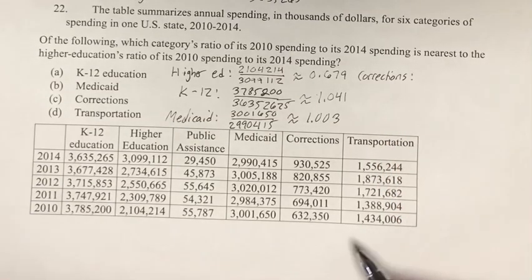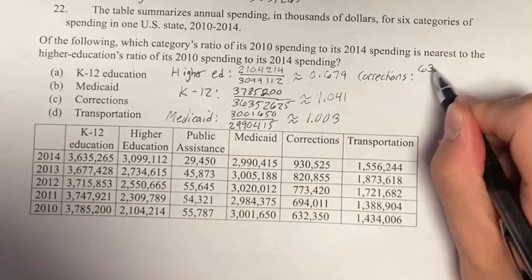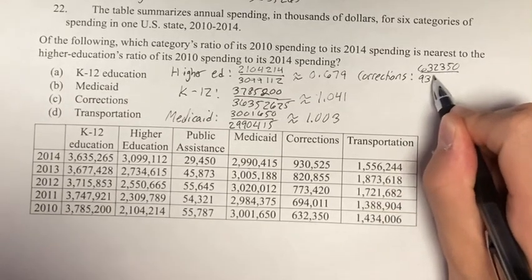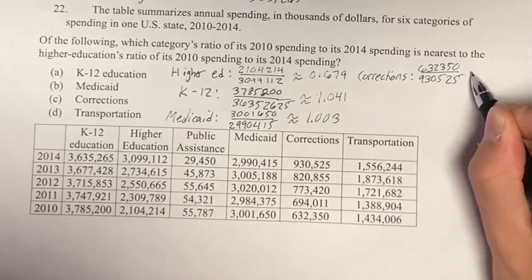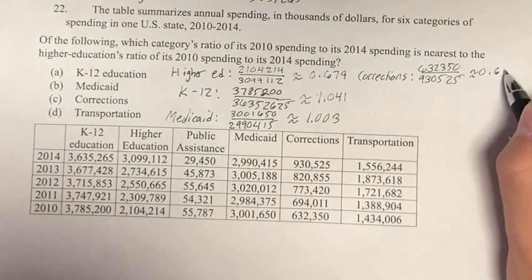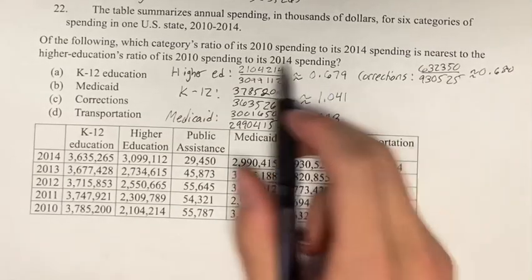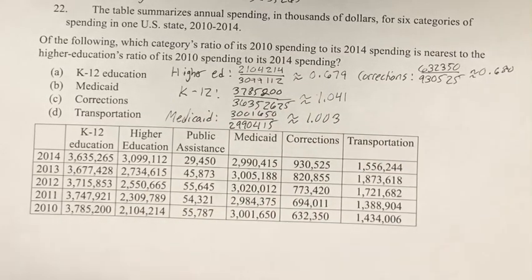The ratio for corrections is 632,350 divided by 930,525, and this comes out to roughly 0.680. So that's very close to this higher education. So that is looking like our answer.